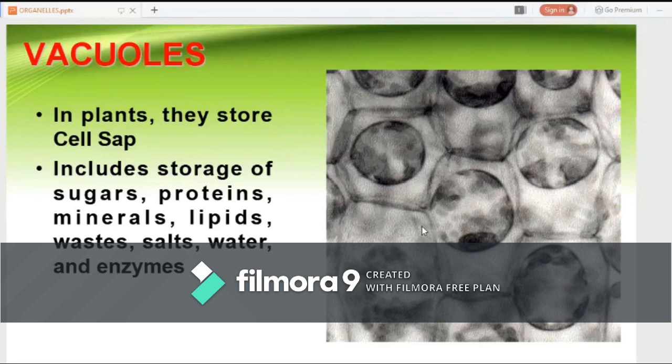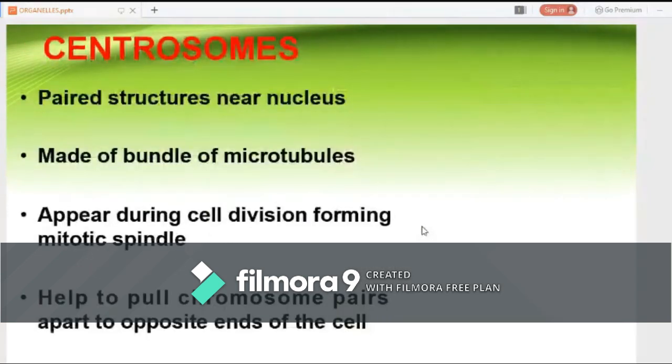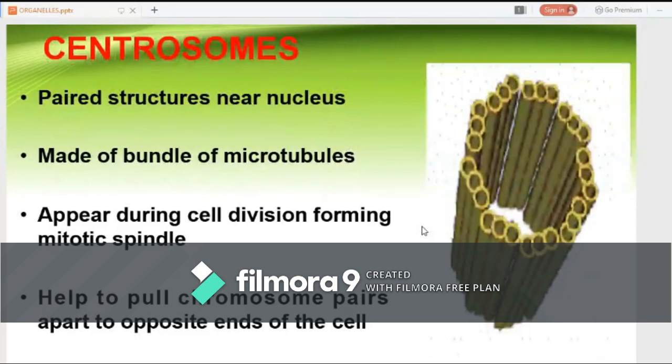Further, certain structures in the cell exist for very specific functions, such as the centrosomes. In animal cells and in some protists, the centrosome is found just outside the nucleus. It consists of two rod-shaped centrioles which are at right angles to each other. A centriole is made of a bundle of microtubules, as depicted in the picture. The hollow tubes you see are microtubules forming a centriole.